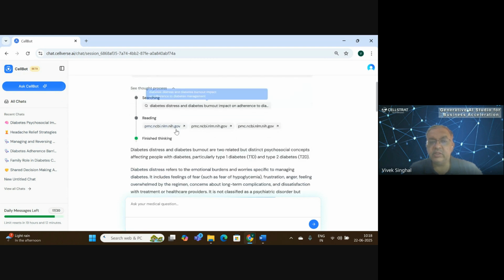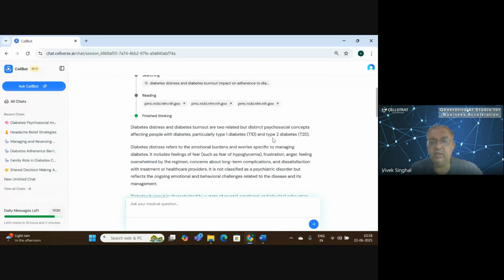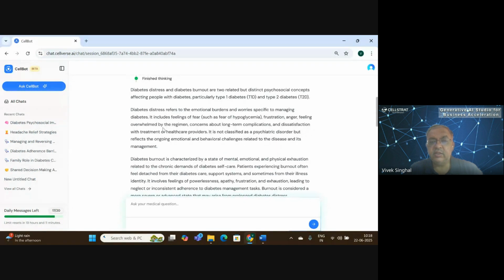It found matching information on US government NIH websites, which you can see, nih.gov. The National Institutes of Health is one of the very reputed US government institutions in the business of healthcare for global consumers, in fact. And so it starts discussing the answer. Diabetes distress and diabetes burnout are two related but distinct psychosocial concepts affecting people with diabetes, particularly type 1 and type 2 diabetes. Distress refers to emotional burdens and worries specific to managing diabetes. It includes feelings of fear, such as fear of hypoglycemia.